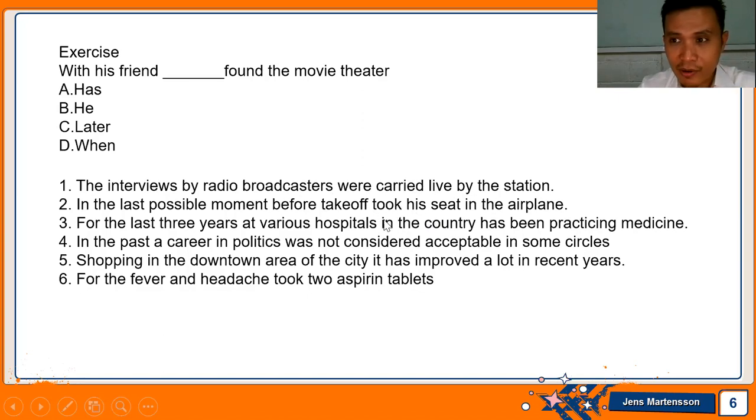So is the sentence correct or incorrect? Correct, sir. Incorrect, because it has no subject. His refers to whom? There is no person here, right? In the last possible moment before takeoff, took his seat in the airplane. So who is taking his seat in the airplane? No one. So the sentence is not complete.